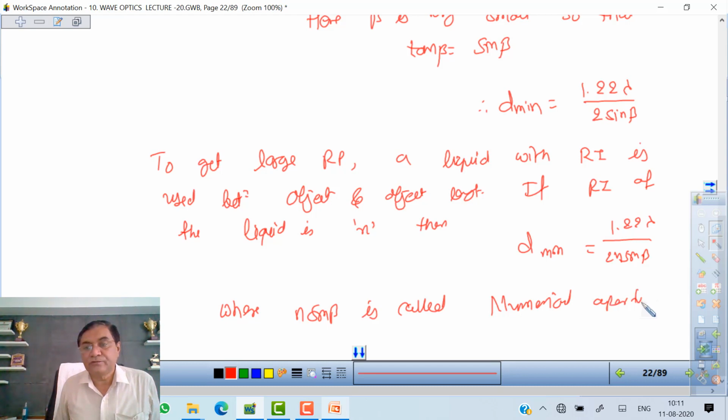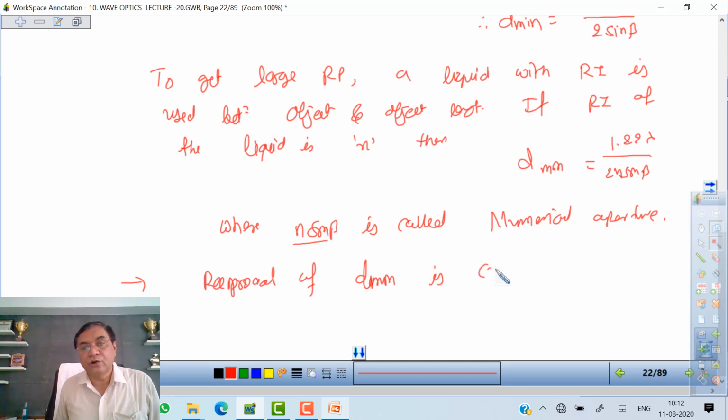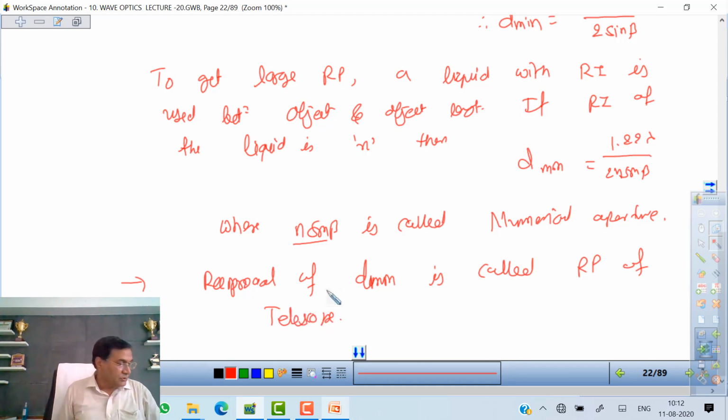This was asked once: what is called numerical aperture? N sin beta is called numerical aperture. So the larger the denominator, the smaller the D minimum. The smaller the D minimum, the better. And the reciprocal of D minimum is called the resolving power of the telescope. Okay, it is called the resolving power of the telescope.